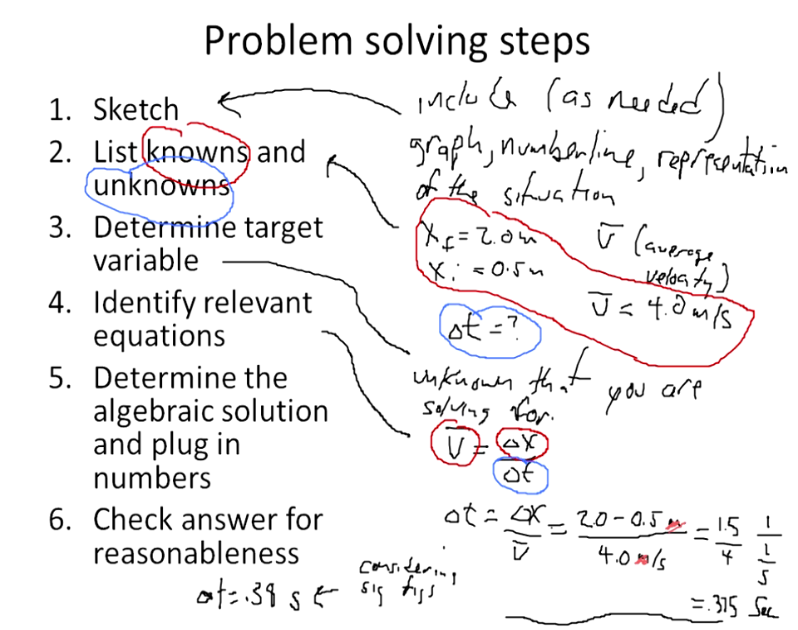So check for reasonableness. So something is going a few meters at a few meters per second. That seems like something that would take just a fraction of a second, because it's going less than 2 meters and it's going 4 meters per second. So if it can go 4 meters in a second, if it has to go less than 2 meters, it should be taking less than a second. It's going a lot less than 2 meters, so it's going a lot less than a second.